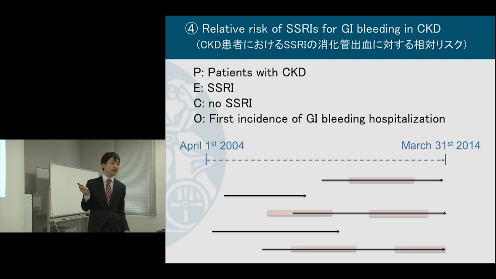So the side effects of SSRI, GI bleeding is well established because SSRI affects the function of platelets in the blood. So patients receiving SSRI are generally more likely to have GI bleeding in the general population, but it's unknown among the CKD population. So among patients with CKD, we compare SSRI and no SSRI on the first instance of GI bleeding hospitalization. So this is the CKD cohort again, and these pink periods suggest antidepressant prescription.